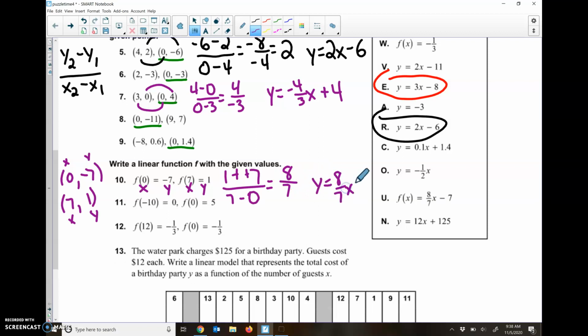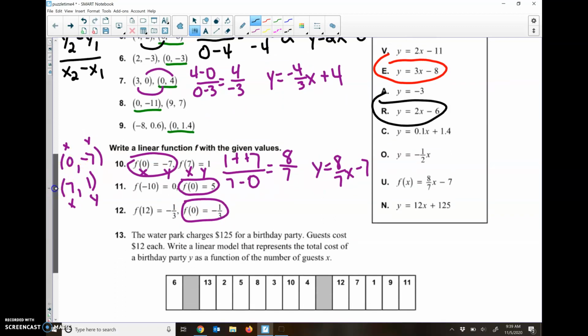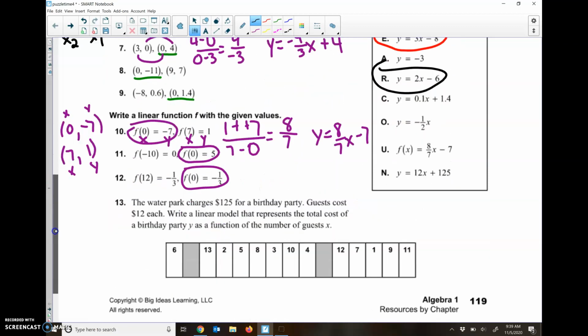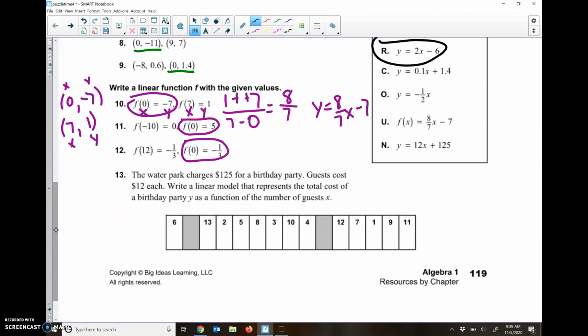And then same thing as I said before, this section they're going to give you the y-intercept. So there's my x being 0, and I know my y-intercept then is -7. Same thing here, like number 11. My y-intercept is going to be 5 for that one. Here, on number 12, my y-intercept is going to be -1/3. Otherwise, 10, 11, 12 are exactly like 5 through 9 there.